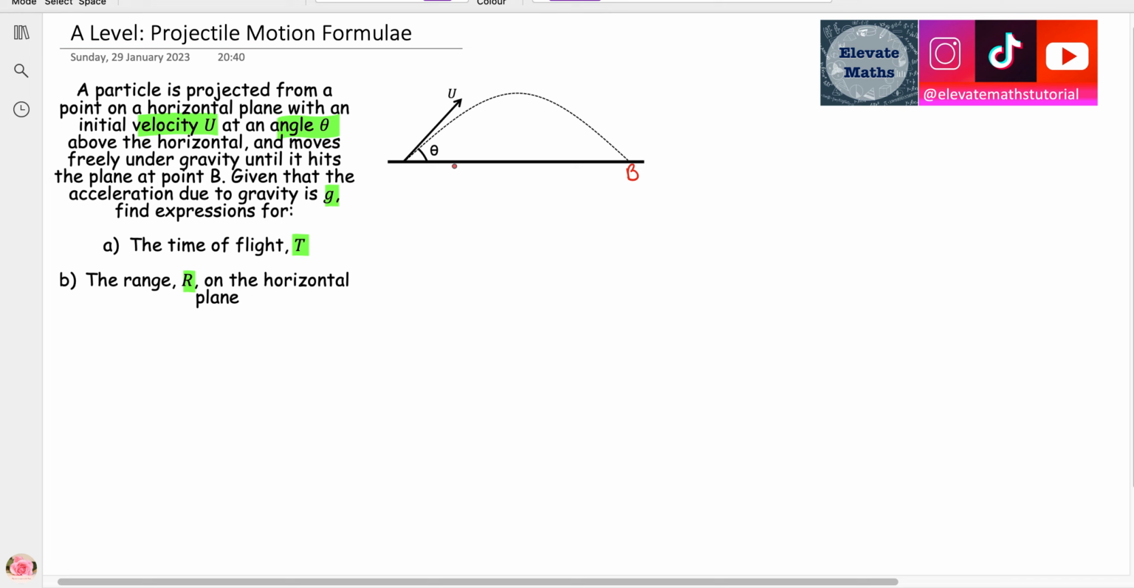So here, the first thing we do is resolve this velocity horizontally and vertically. The horizontal component should be u cos theta, and the vertical component should be u sin theta. Okay, part A is asking us to find the time of flight.